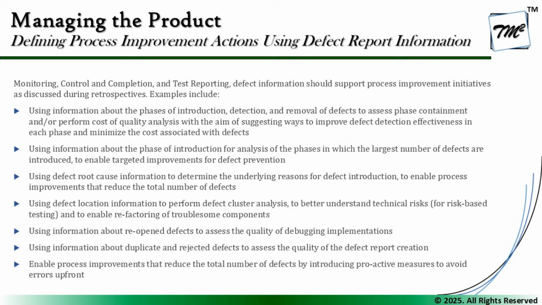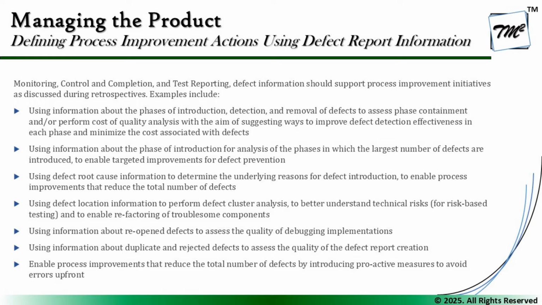The very first part to discuss is the set of details right here. The very first thing is, of course, monitoring, controlling, and completion and test reporting. Defect information should support the overall process improvement initiatives as we have discussed during the retrospectives. Some of these examples include using information about the phase of introduction, detection, and removal of the defects to assess the phase containment and/or perform the cost of quality analysis, with the aim of suggesting ways to improve the defect detection effectiveness in each phase and minimize the cost associated with the defect.